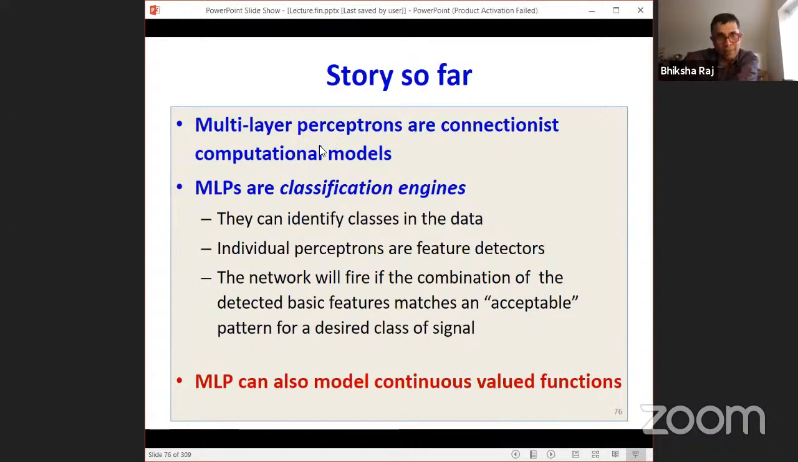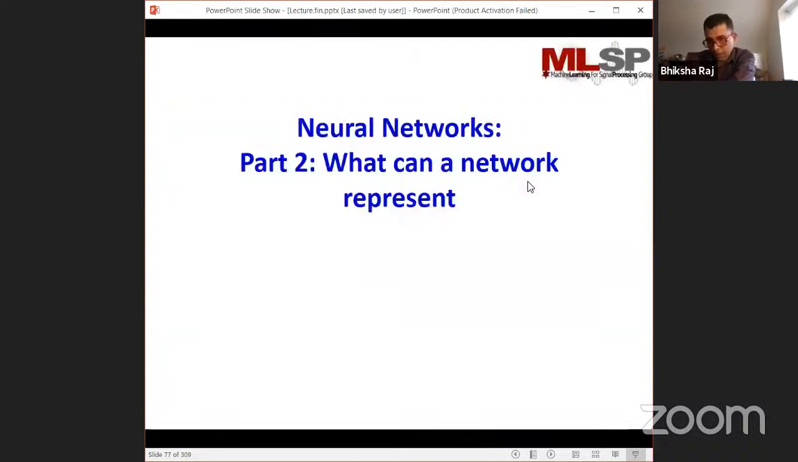In other words, MLPs can model Boolean functions. They can model any classifier. They can model any Boolean function, and they can approximate any regression. They are universal functions. So that's what an MLP is.